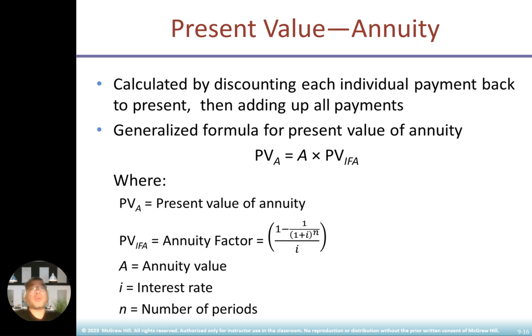Calculate the discount for each value for a period. This is the present value annuity. Present value is generalized for present value annuity: present value equals A, the annuity, times the present value interest factor, which is the annuity factor. This is the formula here because it's an annuity, right? A is the annuity value, I is the interest rate, N is the number of periods.